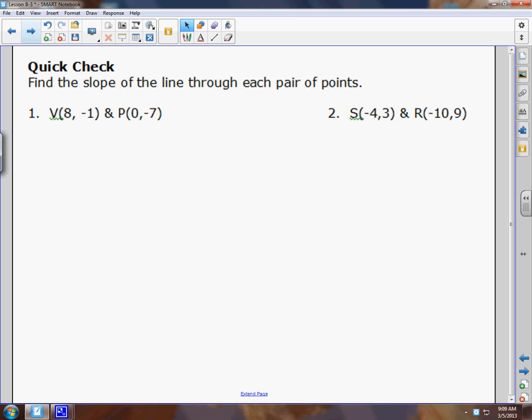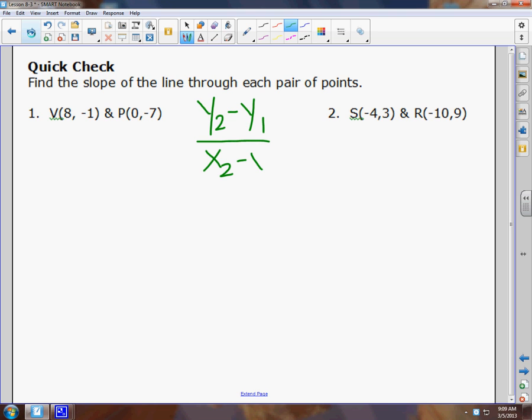So try these. Here is the equation. I'll write it really big right in the middle. y2 minus y1 over x2 minus x1. So try these two problems and see what you get.